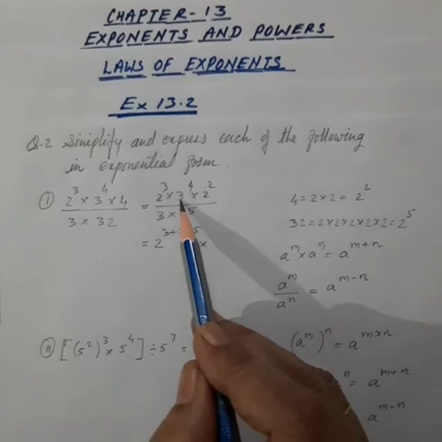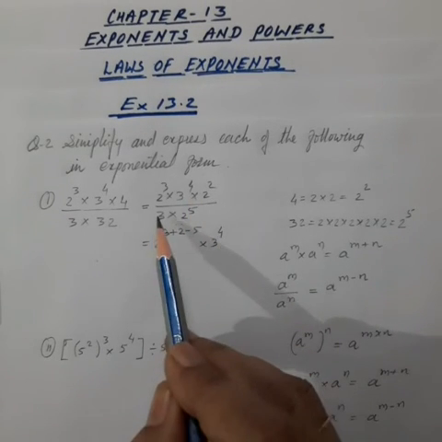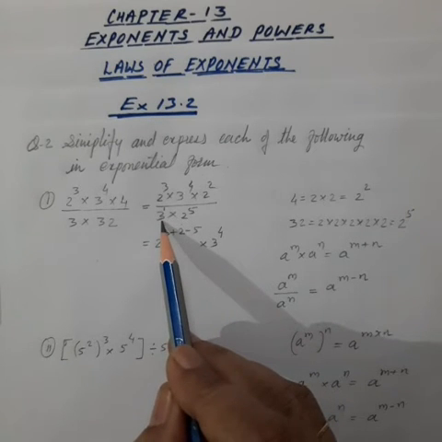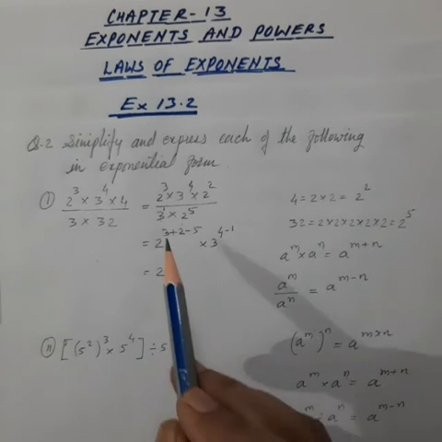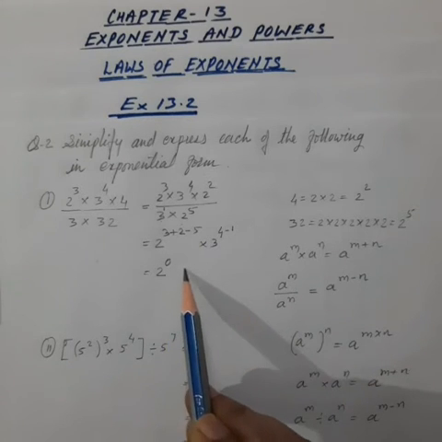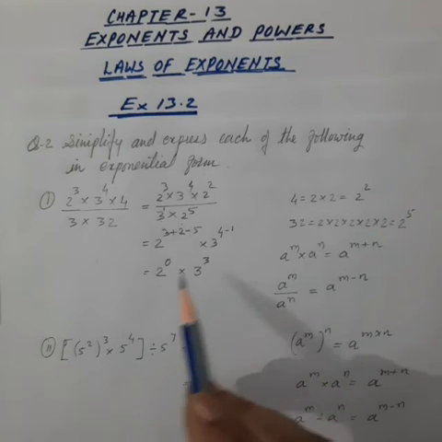Then next base 3. This is fourth power and 3 raised to the power 1. This 3 is in the denominator, division. So subtract its power. 2 plus 3 is 5, 5 minus 5 is 0, into the other base 3, 4 minus 1 is 3.